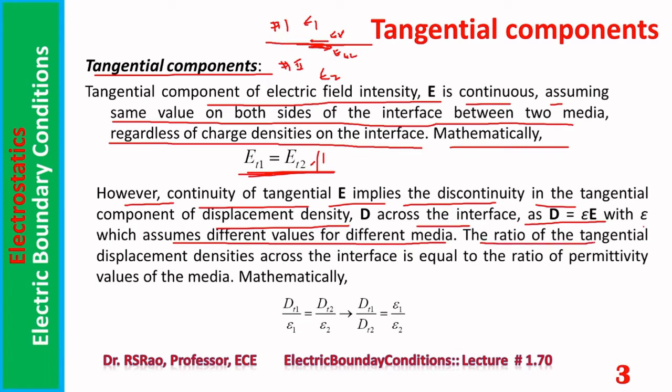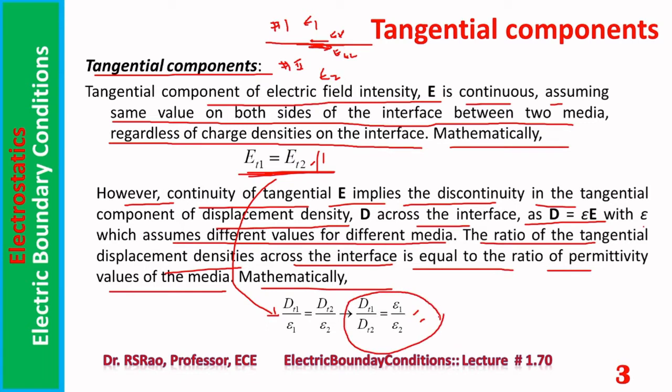The ratio of tangential displacement densities across the interface is equal to the ratio of permittivity values of the media. Mathematically, the same thing is put in this form. ET1 is DT1 by epsilon 1. ET2 is DT2 by epsilon 2. So therefore, DT1 by DT2 is epsilon 1 by epsilon 2. So across the interface of any two different media, the tangential components of displacement densities are always discontinuous.